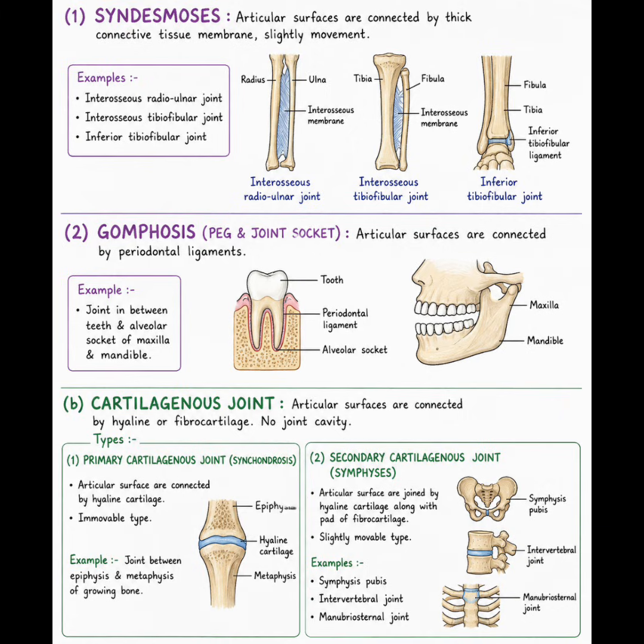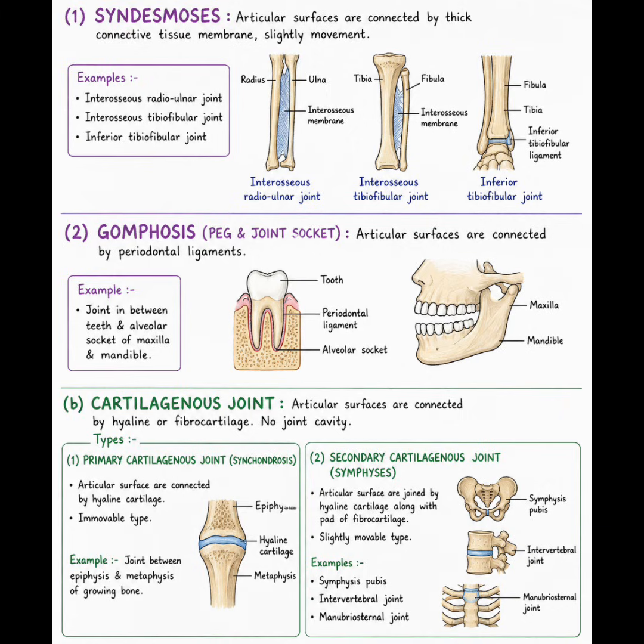The gomphosis, or peg and socket joint, is a joint in which the articular surfaces are connected by the periodontal ligament. Examples are the joints between the teeth and the alveolar sockets of the maxilla and mandible, which can be seen in the figure. Now let's move to the cartilaginous joint, where the articular surfaces are connected by hyaline cartilage or fibrocartilage. There is no joint cavity present, similar to the fibrous joint.